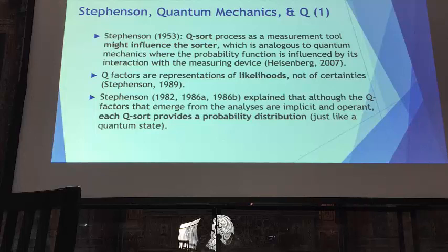He also called Q factors representations of likelihood. They are not certainties. Again, this is that quantum versus classical physics. And in a number of publications, Stephenson also explained that although Q factors that emerge from the analyses are implicit and operate, each Q sort provides a probability distribution that is just like a quantum state. So it's not set in stone.